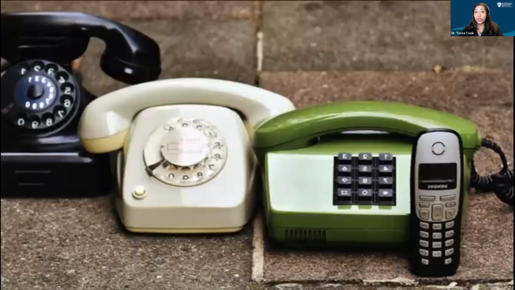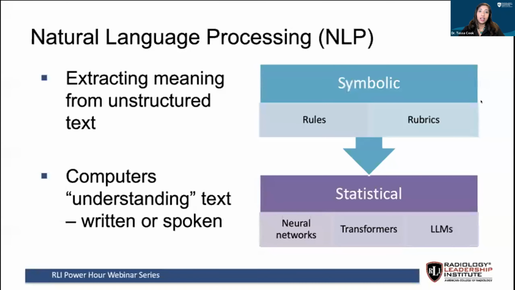You know, about a year and a half ago, this was not really part of our lingo. And now people are finding use cases for ChatGPT in their personal lives, let alone in their professions. Now, ChatGPT and large language models at their highest level are a subset of natural language processing. And NLP has to do with extracting meaning from unstructured text, like our radiology reports. And computers can be programmed to understand, so to speak, the text, whether it's written or spoken.